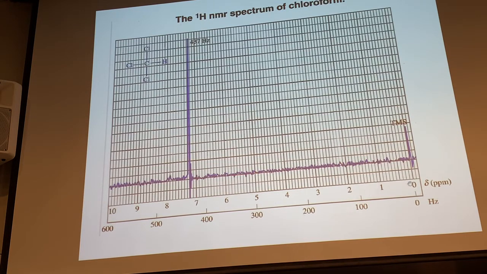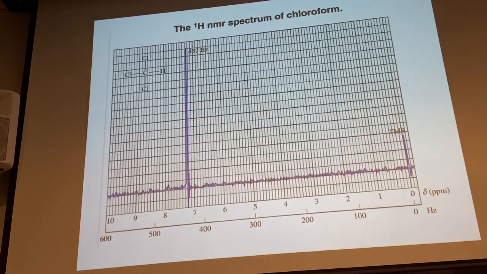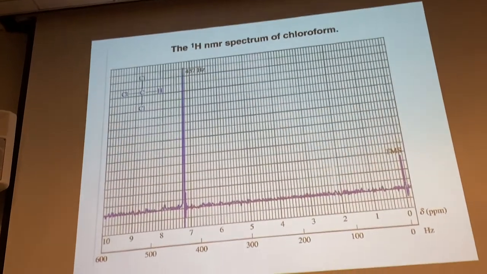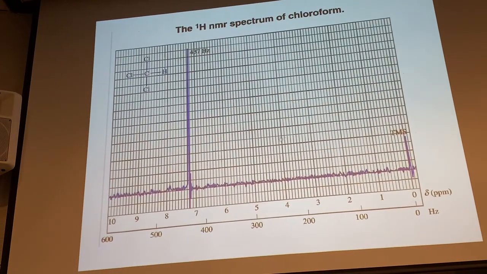You notice ppm, here we're talking about parts per million. I'll show you the equation for that, or delta. Sometimes we just say delta. But what this means is parts per million of the Hertz numbers, the frequency numbers, out of the frequency of the instrument. We have an internal reference standard. This is tetramethylsilane, which is highly shielded, and it can be normalized or referenced to 0 ppm. And then everything else in most organic compounds is downfield or more deshielded relative to tetramethylsilane, okay?